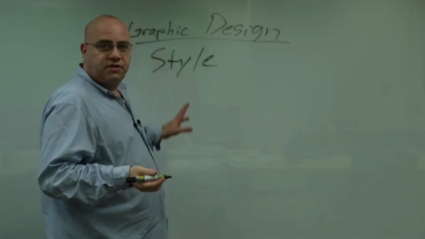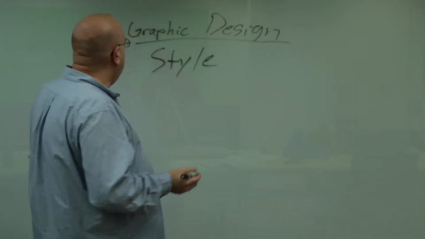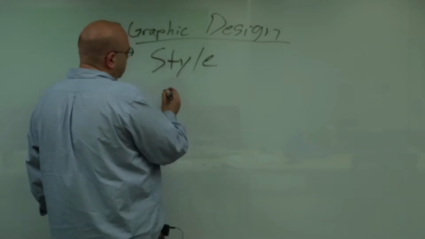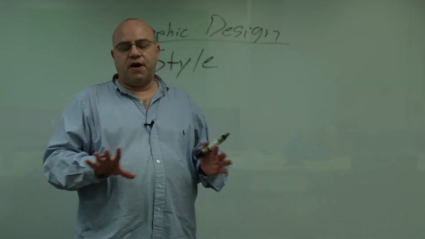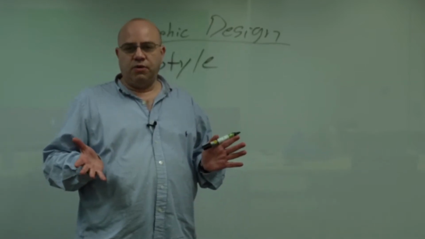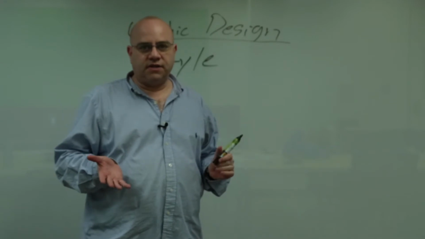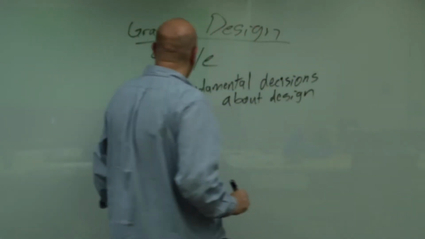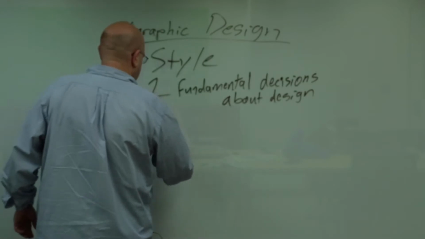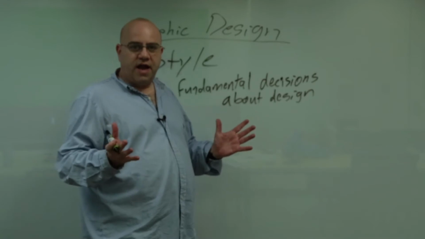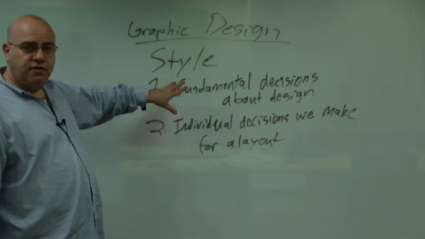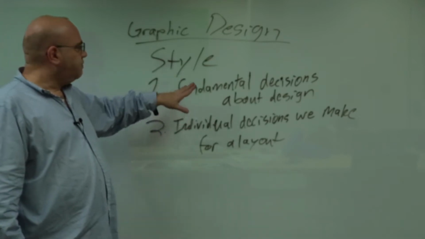And why am I starting with that basic concept? Well, because there's two ways of thinking about it. One is that we can think about style as some fundamental decisions or approaches that we make about graphic design. And the other is the individual decisions that we make on a given layout, like on a given page or a page spread. So let's talk about this first category first, the fundamental decisions that we make about design.